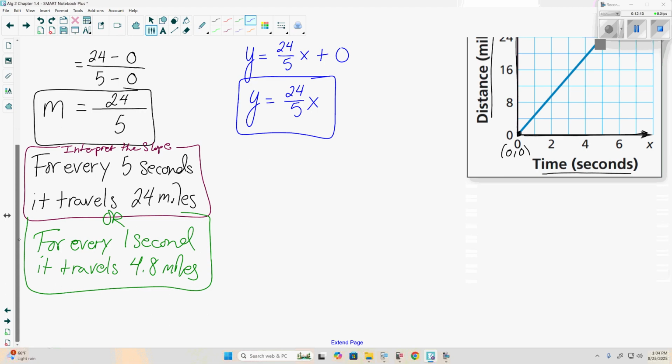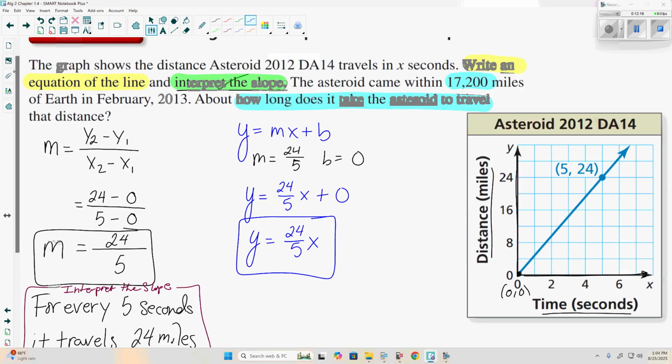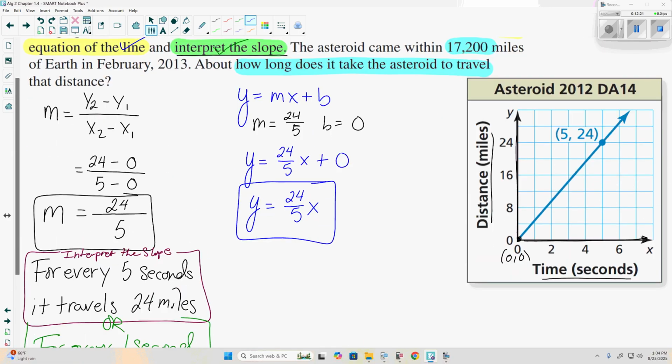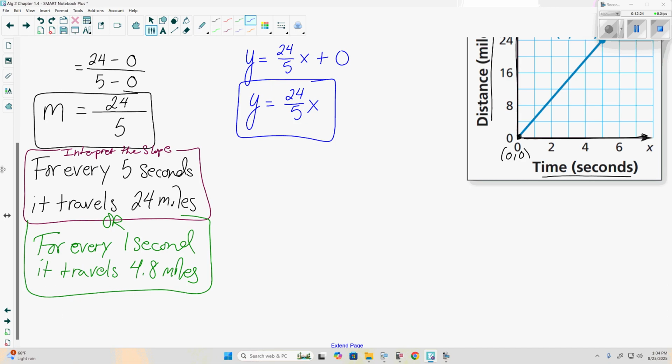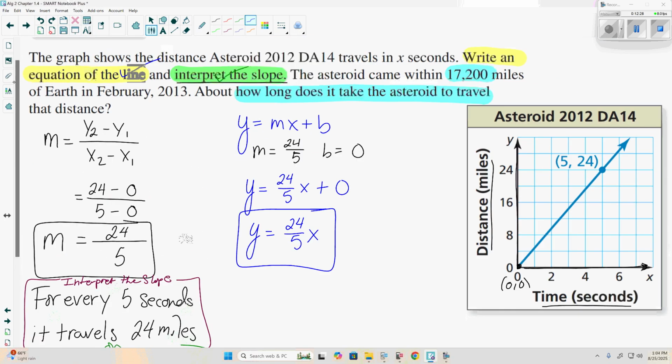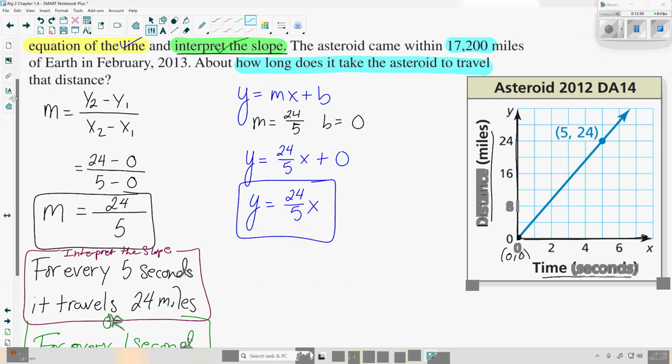So we found our slope. We interpreted it. We said what it is. Since we had the y-intercept, we can use slope-intercept form to find the equation of the line. And the last thing we had to do was what? Determine how much time it would take to travel 17,200 miles. Yes?